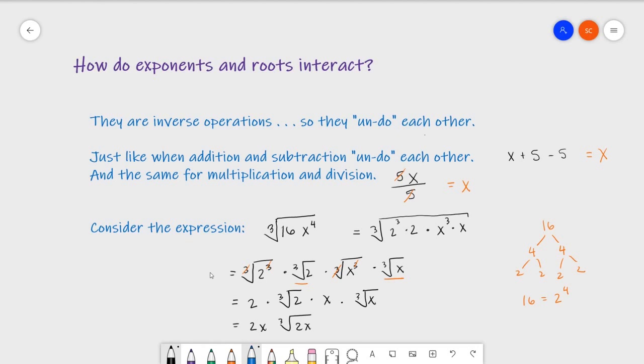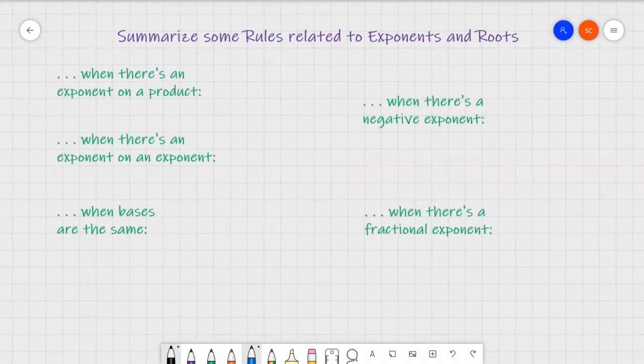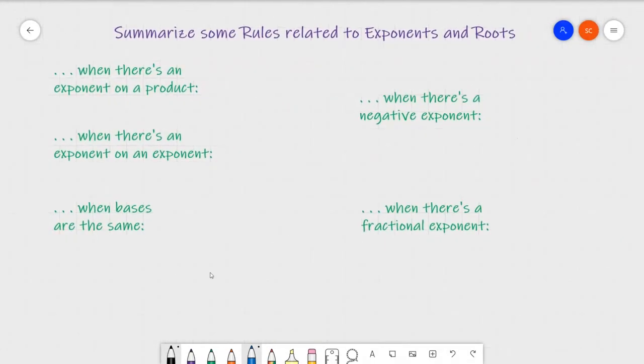So let's look at some general rules here that go with our radicals and exponents. In general, when there's an exponent on a product, I'm going to use shapes here as placeholders. Let's say we have a box times a triangle, and there's an exponent on that, like n. I can rewrite that as the box to the nth power times the triangle to the nth power.